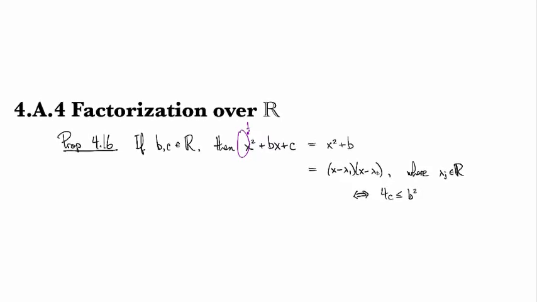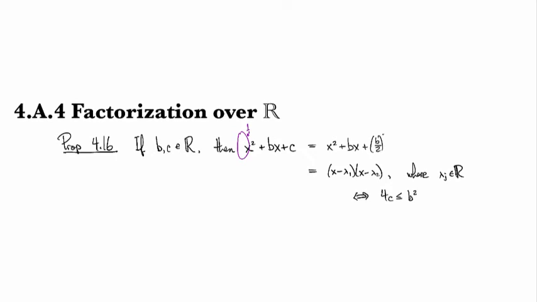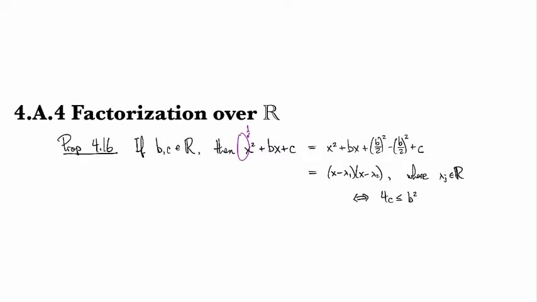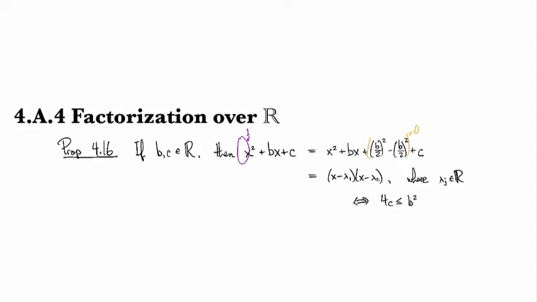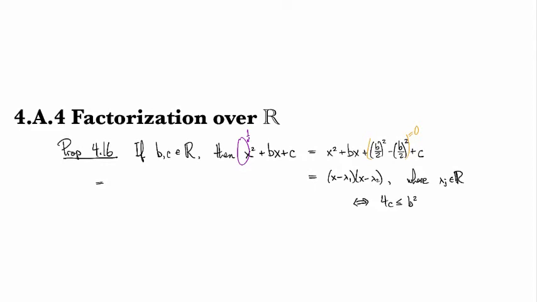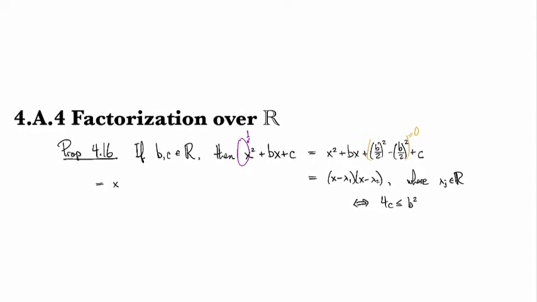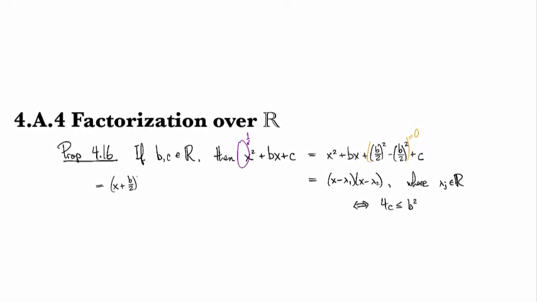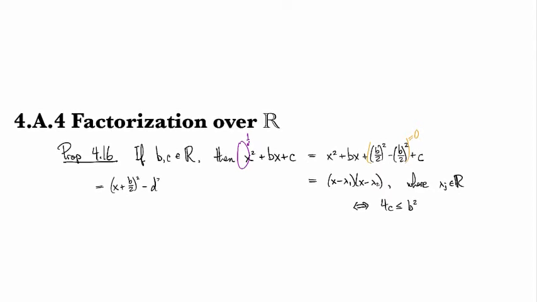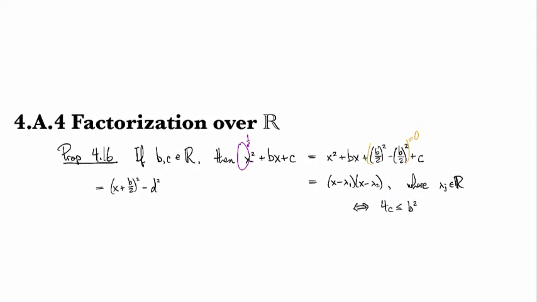So why not? So we've got bx, and then I'm going to complete the square. So I have b over 2 squared minus b over 2 squared plus c. So I've added a grand total of 0 here. So there's nothing wrong with doing that. And then I'm going to split that apart into x plus b over 2 quantity squared minus d squared for the appropriate d here.